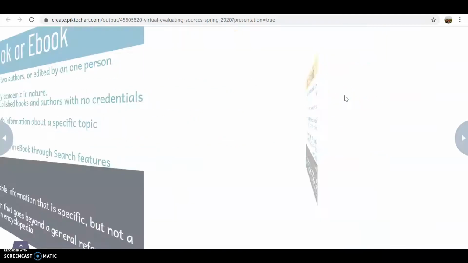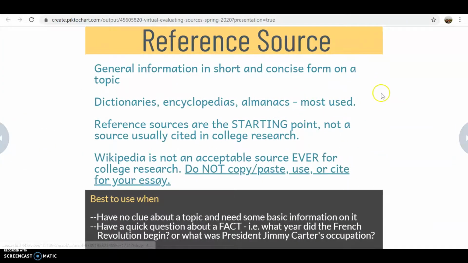And then we have a reference source. So this is a starting point, a dictionary, an encyclopedia. Sometimes we go to Wikipedia to start off. You can use that as a springboard, but never cite that in your paper. If you have no clue about a topic, you could use a reference source. So a good place just to get started, or if you need a quick fact on something. Okay, reference sources are good, just not Wikipedia.